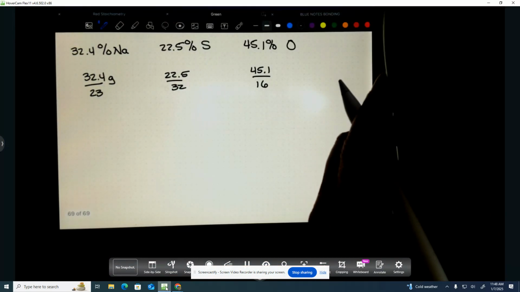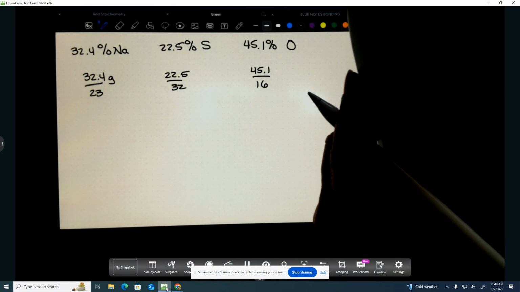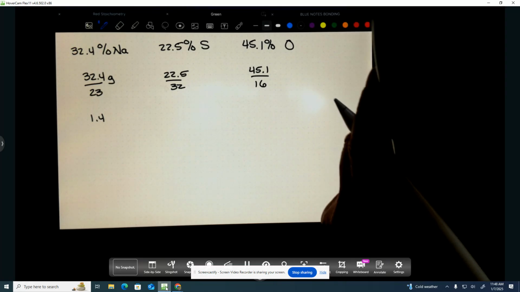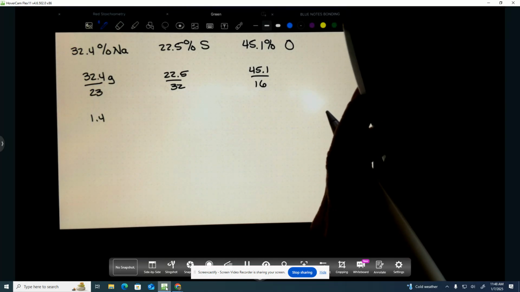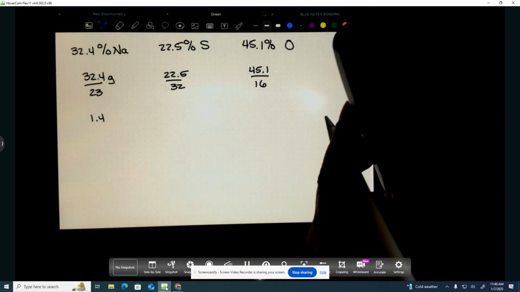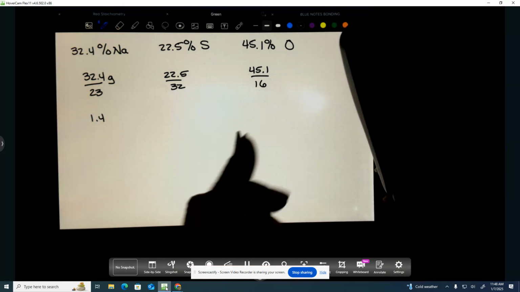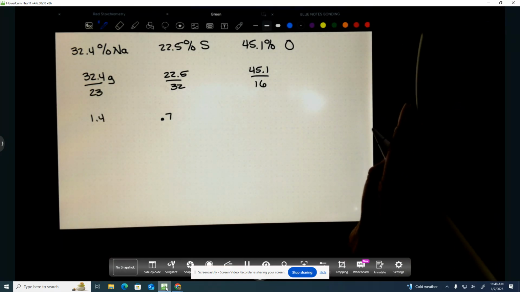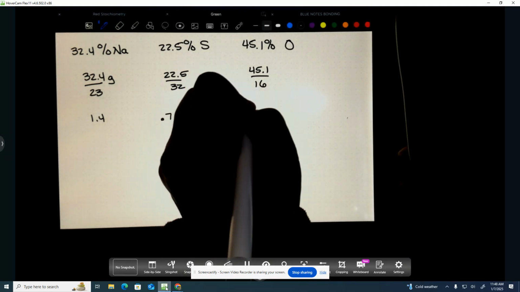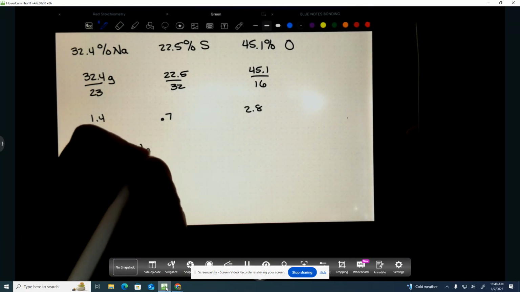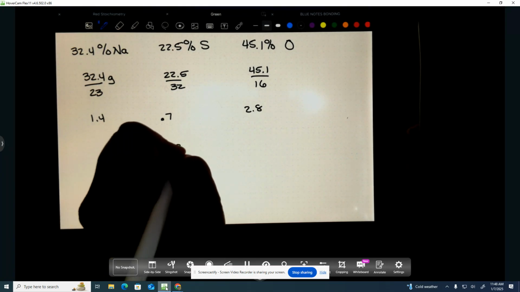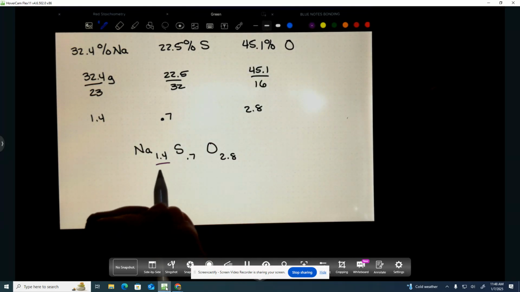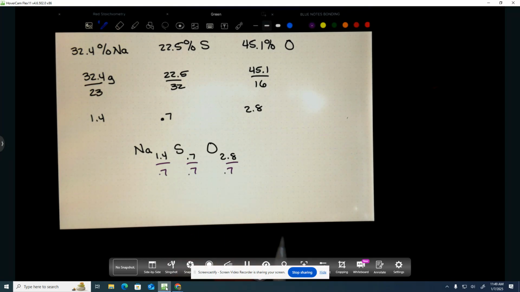All right, so let's do some math and try not to mess it up. 32.4 divided by 23, 1.4. 22.5 divided by 32, 0.7. And 45.1 divided by 16, 2.8. So here's my ratio. Na, 1.4. S, 0.7. O, 2.8. 0.7, 0.7, 0.7.